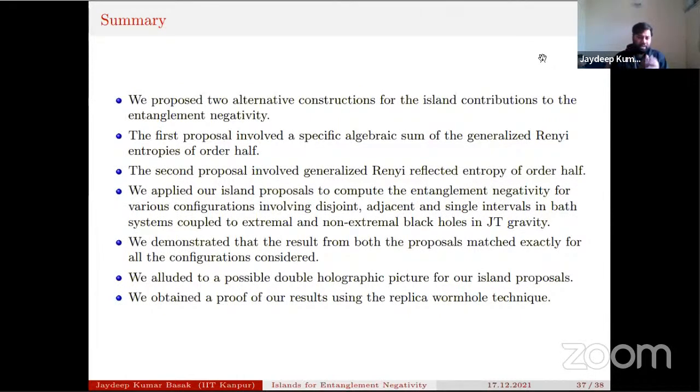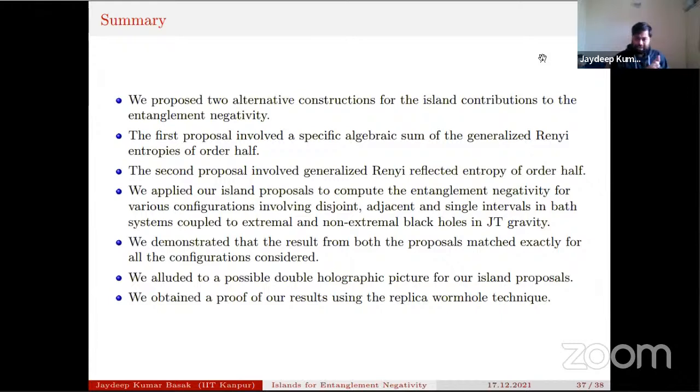Now I will try to summarize my talk. We propose two alternative constructions for the island contribution to the entanglement negativity. The first proposal involves a specific algebraic sum of generalized Renyi entropies of order half. The second proposal involves the generalized Renyi reflected entropy of order half. We applied our island proposals to compute negativity for various cases, and we saw that the results match exactly for all the configurations. We also sketched a possible double holographic scenario for our island proposal, and in the end we obtained a proof of our result using the replica wormhole technique.